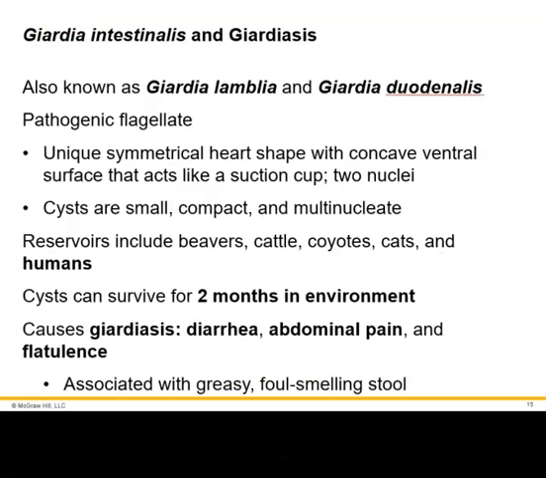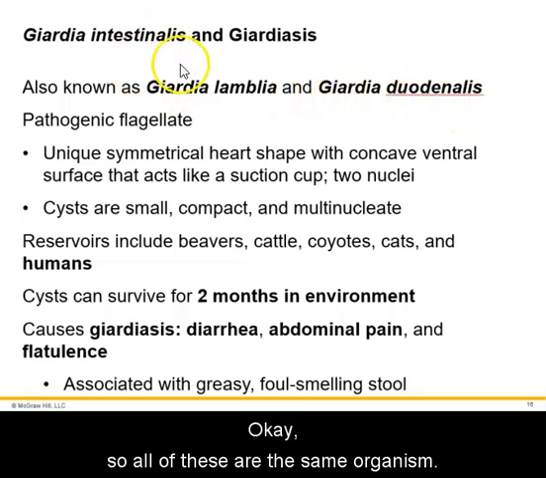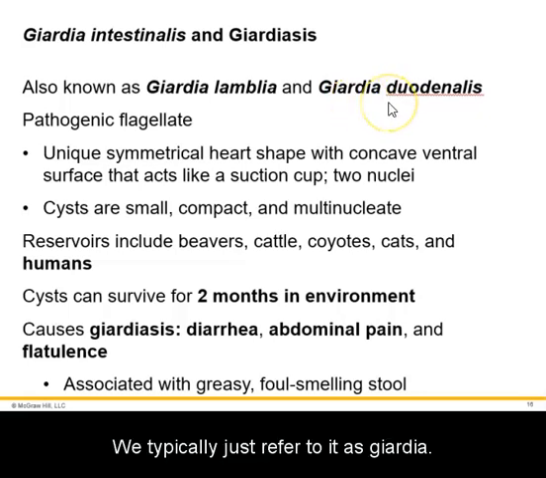All right, Giardia intestinalis. This guy is also called Giardia lamblia. That's kind of an older name. You'll sometimes hear it called Giardia duodenalis as well. Okay, so all of these are the same organism. We typically just refer to it as Giardia.